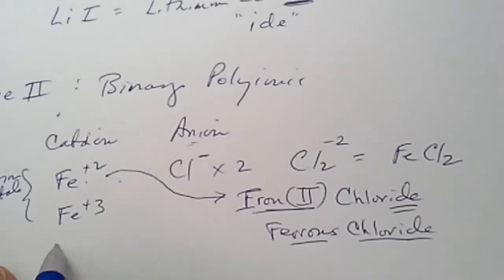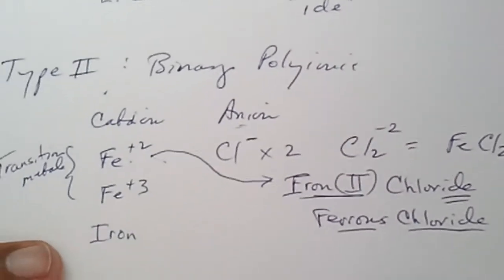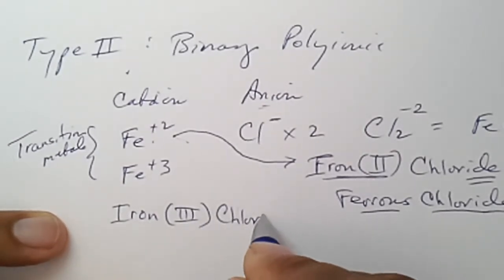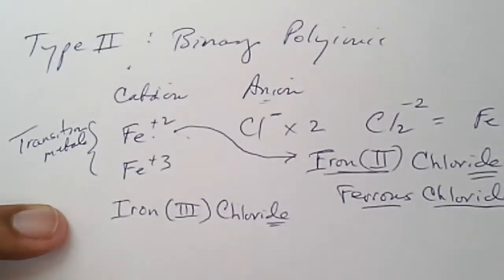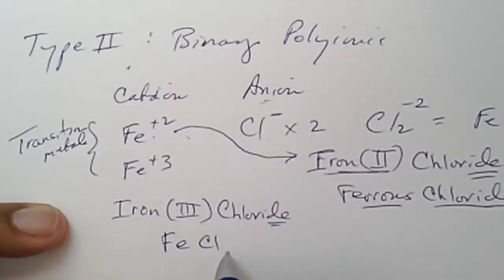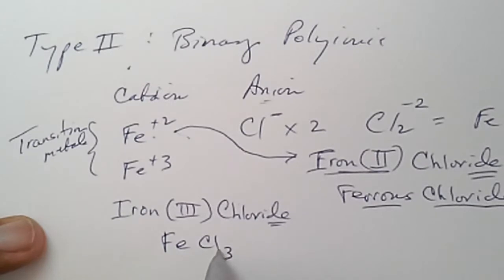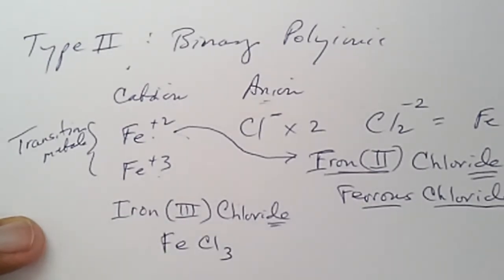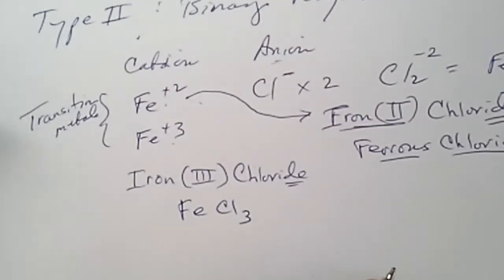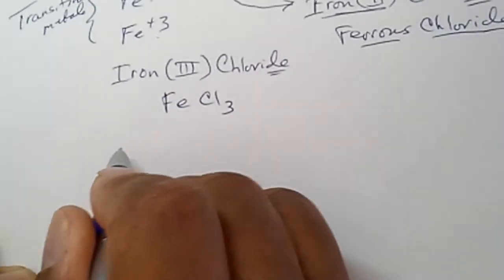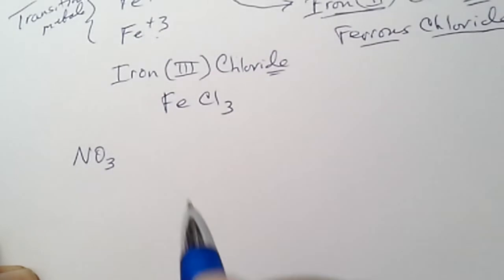The +3 oxidation state would be iron 3 chloride. Chloride doesn't change even though the chemical formula would be Cl3 to indicate that there are 3 chlorides to neutralize the 3+ oxidation state of iron. There are other polyatomics that you should be familiar with, and when we study solubility there'll be a table of these so you'll know what the charges are typically on them.